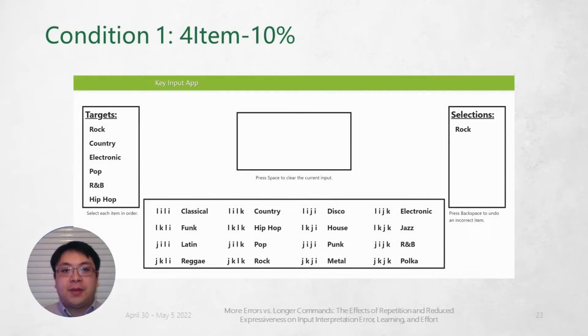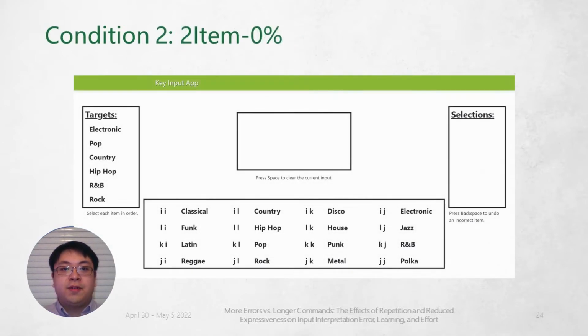We gathered data from a total of 171 participants throughout 7 different conditions. The first condition had selections made with sequences that were 2 keys long, with 4 possible items per key input: I, J, K, L. This condition had a 10% error rate per keystroke and was used as our baseline condition for input mechanisms that are used in noisy conditions.